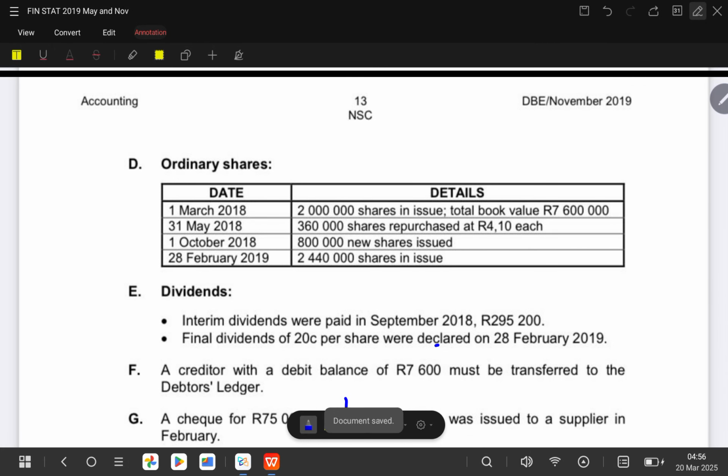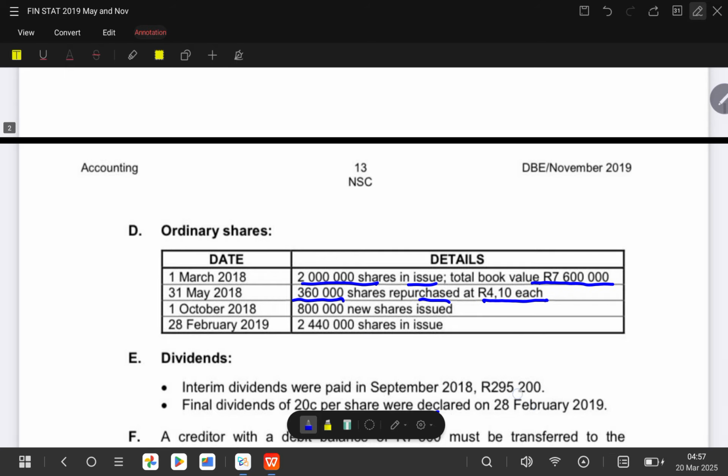So here they're saying on 1 March 200,000 shares were in issue. The total value was 7,600,000. So meaning that your ordinary share capital at the beginning was 7,600,000. They are saying that 360 shares were repurchased at 4 Rand 10 cents. So you do your triangle. That triangle is very important. So for your cash flow, they said it's 4 Rand 10 cents.